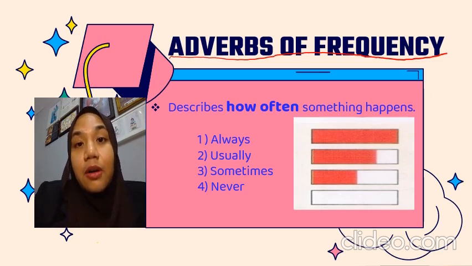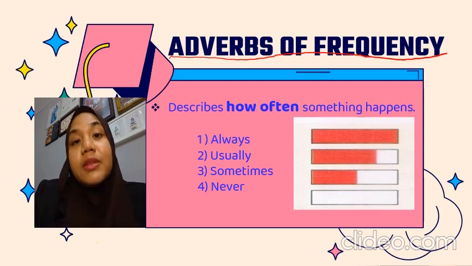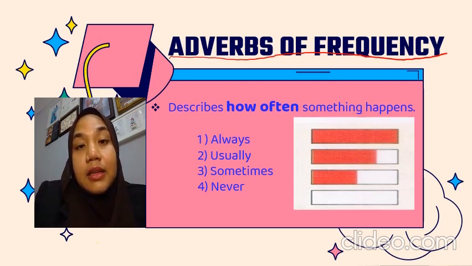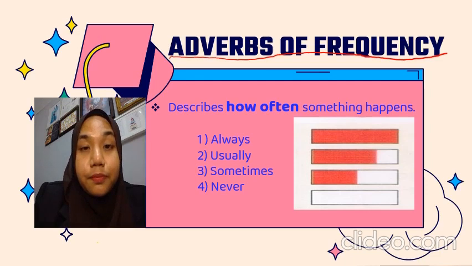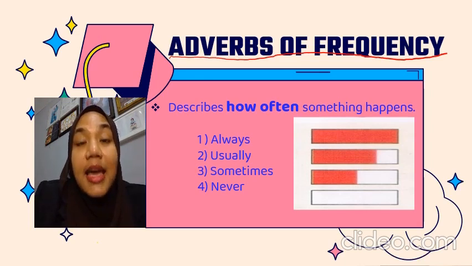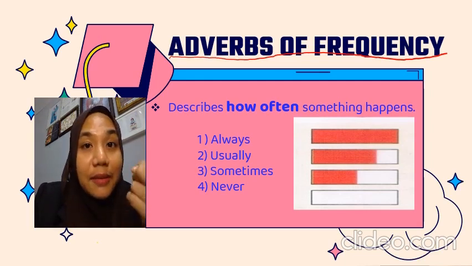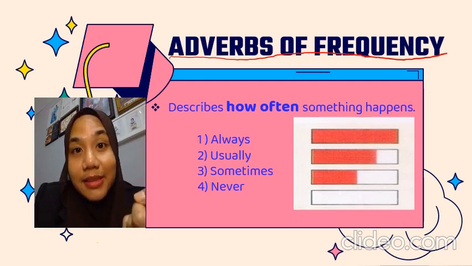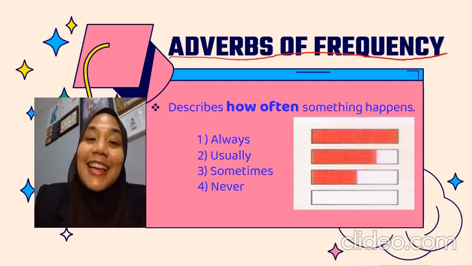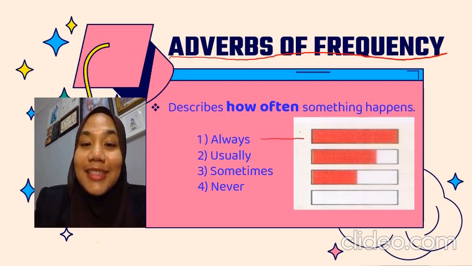So, adverbs of frequency actually help you to describe the activity you do. In other words, adverbs of frequency explain how often something happens. So, are you ready for some examples of these adverbs? Right, let's dive into always, usually, sometimes, and never.